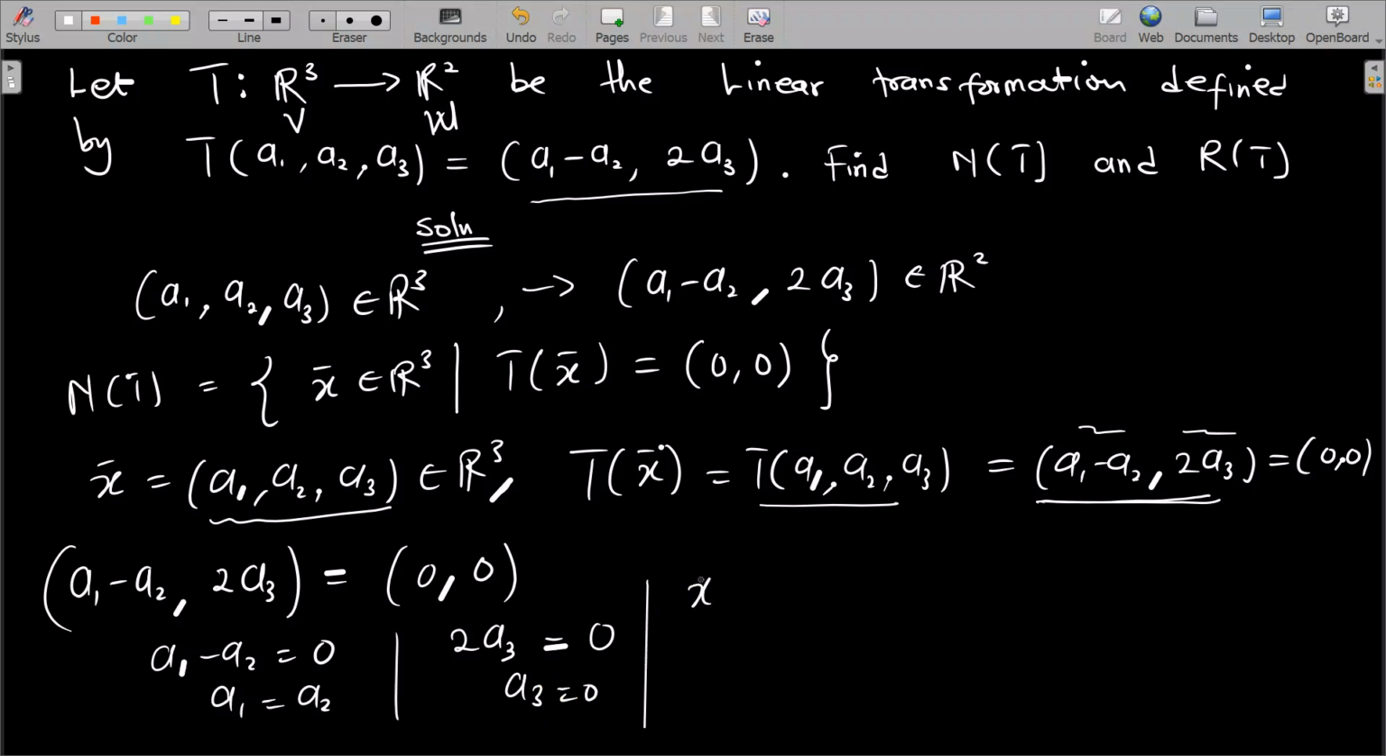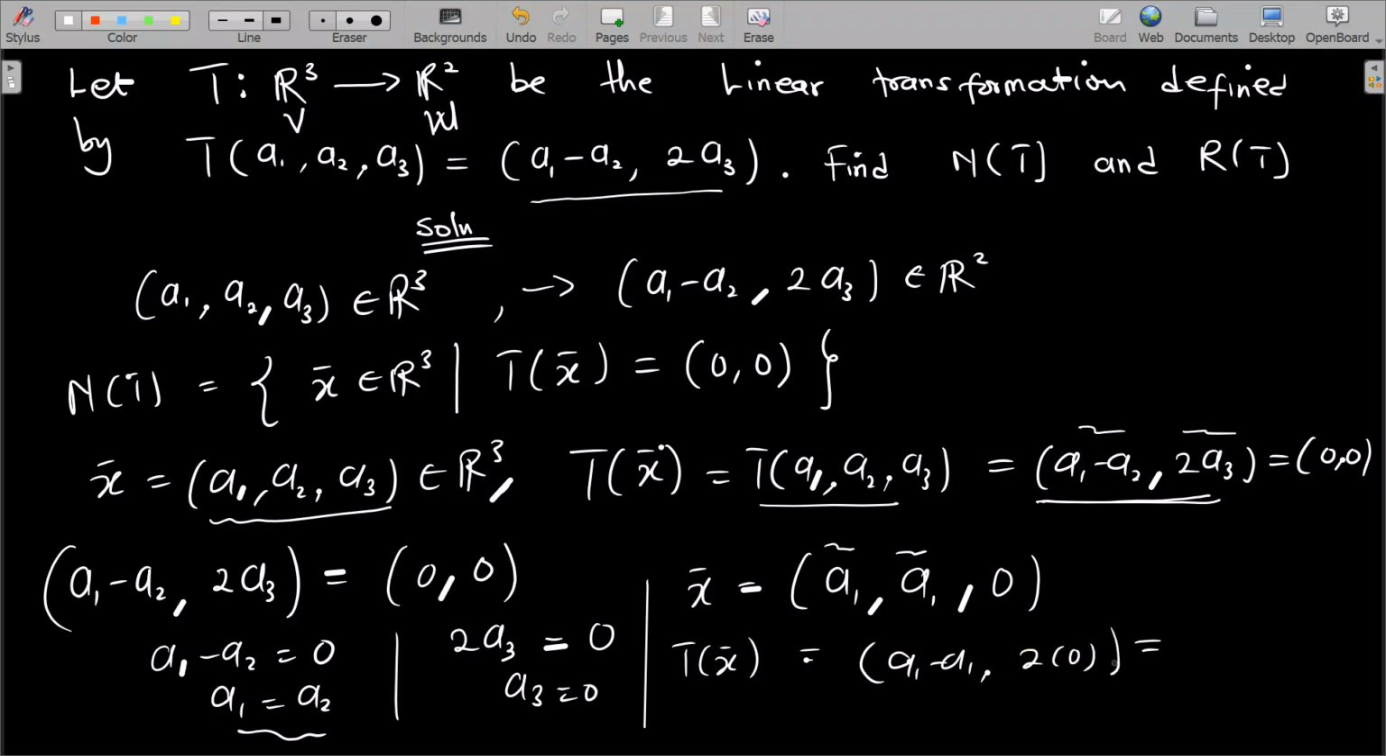So the x that should give us this is x equal to (a1, a2, a3) where a2 is equal to a1, so I'm going to have a1 again, and a3 is 0. This is part of R3 because it is a 3-dimensional vector. If I pick a vector like this, the transformation of this new x is going to be a1 minus a2, the first component minus the second component, so a1 minus a1, and then 2 times the last component. A1 minus a1 is 0, and the second component is 0. So indeed, if I pick a vector of this form in R3, the transformation will give me 0.